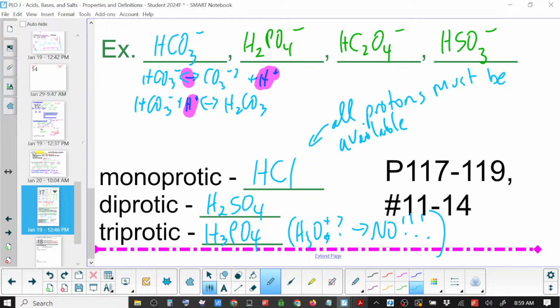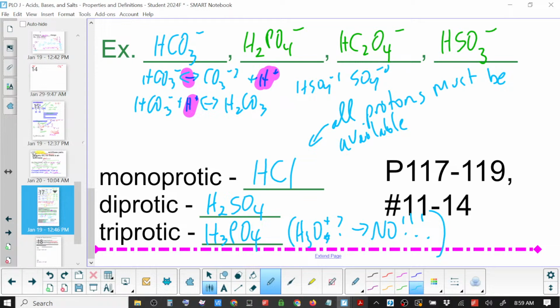So would CH3COOH work? That would be a monoprotic acid. All the protons must be available to react. So HCl can react, that hydrogen can go. H2SO4 can react to become HSO4 minus, and HSO4 minus can react to become SO4 2 minus. H3PO4 can become H2PO4 minus 1, HPO4 minus 2, and then finally PO4 minus 3.